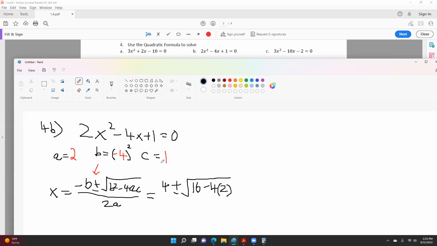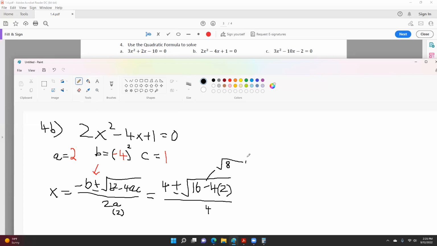Now, I just want to say, class, if you multiply by 1, you can ignore it. The reason why is that anything multiplied by 1 gives you the same thing. Over 2a, because a is 2, so 2 times 2 gives us 4. This makes it a little easier, because this is 16 minus 8, since 4 times 2 is 8. So this is the square root of 8.